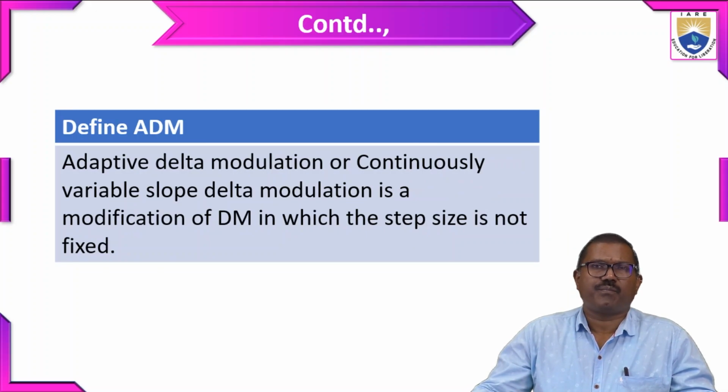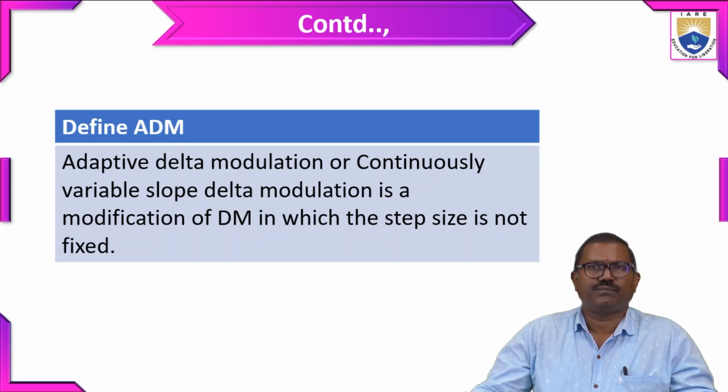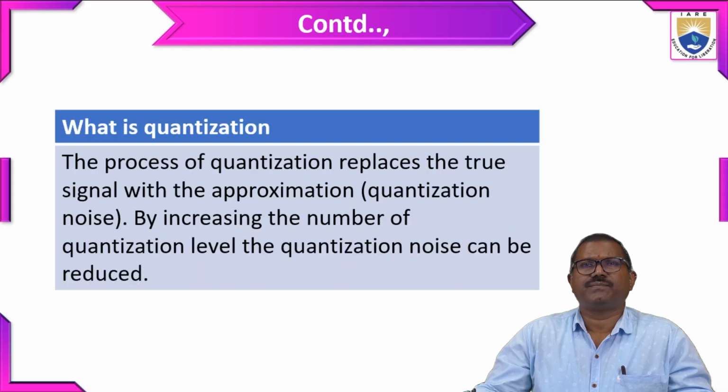Define ADM, adaptive delta modulation. Adaptive delta modulation, or continuously variable slope delta modulation, is a modification of DM in which the step size is not fixed. In DM the step size is fixed, but in adaptive it is not fixed. It is smart when operating, continuously varying the delta size. That means the step size is varying continuously. That is adaptive delta modulation.